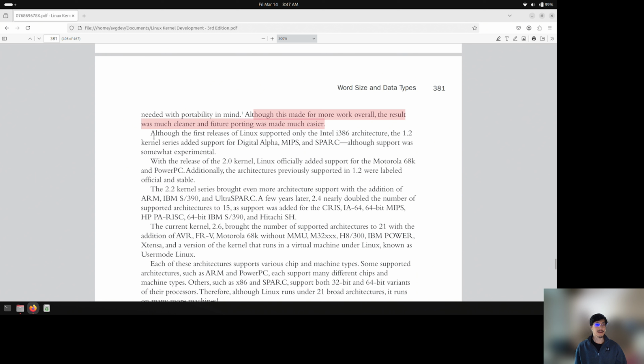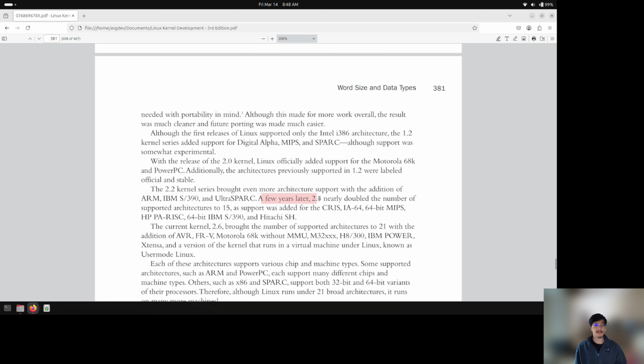Although this made for more work overall, the result was much cleaner and future porting was made much easier. Although the first releases of Linux supported only the Intel i386 architecture, the 1.2 kernel series added support for Digital Alpha, MIPS, and SPARC, although support was somewhat experimental. With the release of the 2.0 kernel, Linux officially added support for the Motorola 68K and PowerPC. Additionally, the architectures previously supported in 1.2 were labeled official and stable.